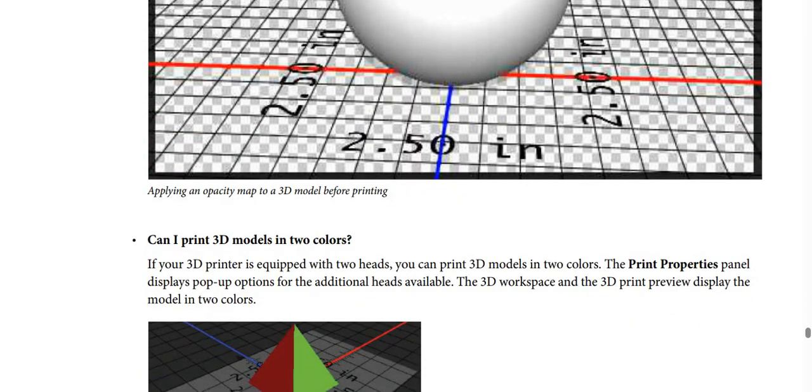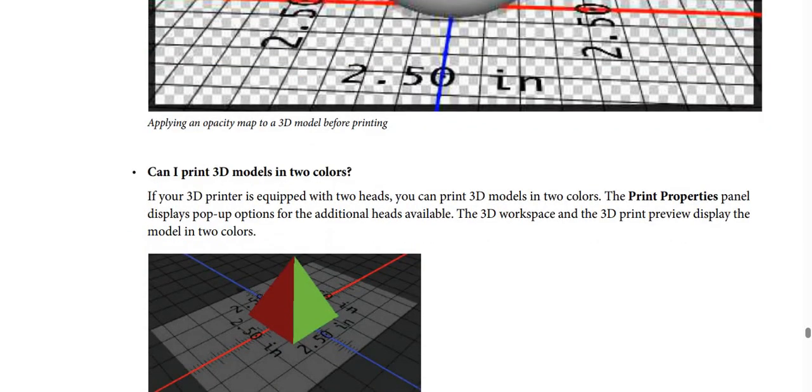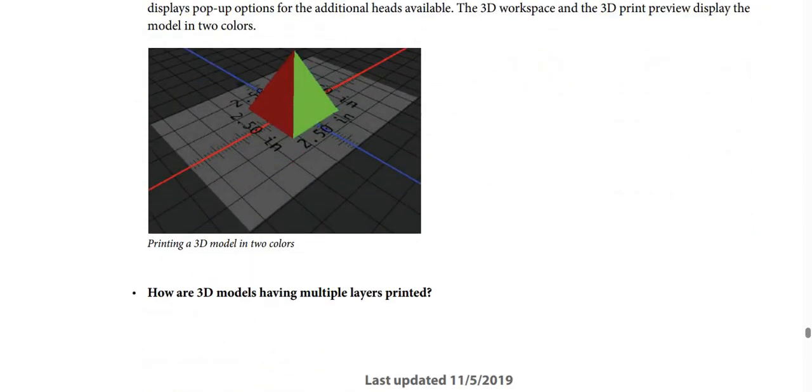And a question again: can you print 3D models in 2 colors? If your 3D printer is equipped with 2 heads, you can print 3D models in 2 colors. And the print properties panel displays pop-up options for the additional heads available. And the 3D workspace and the 3D print preview display the model in 2 colors, like the next image and next screenshot. This image now explains for you printing a 3D model in 2 colors.